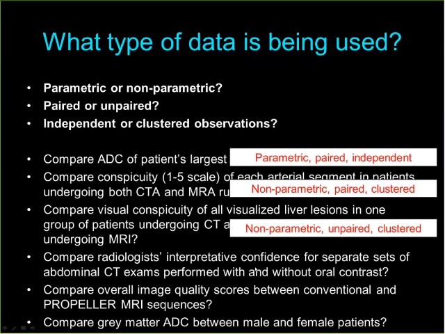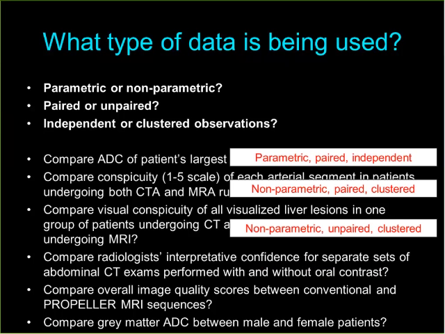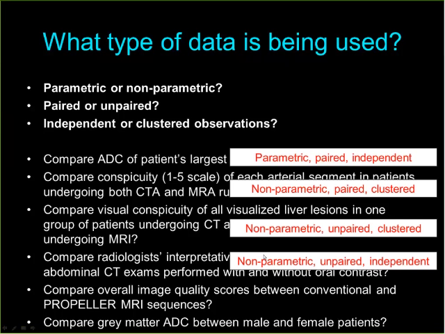Next, we're comparing radiologist interpretive confidence for separate sets of abdominal CT exams performed with and without oral contrast. So this is independent. We just have a single measurement per patient, just one overall or global assessment per CT study. It's unpaired. We found two different groups of exams with and without the oral contrast. And it's non-parametric, right? We're taking just confidence scores. It's not a direct measurement. This is just on an ordinal scale. So it's non-parametric data.